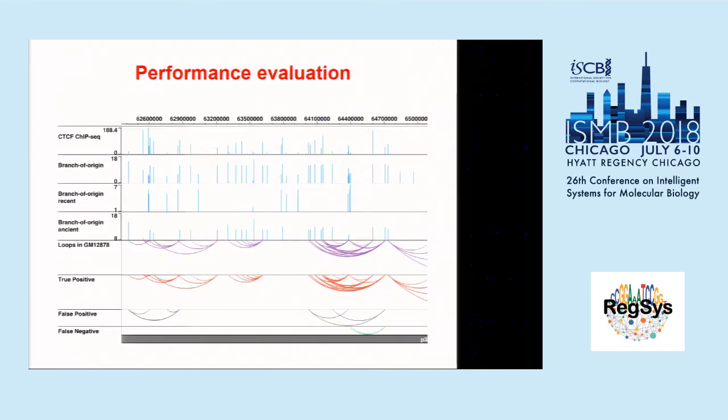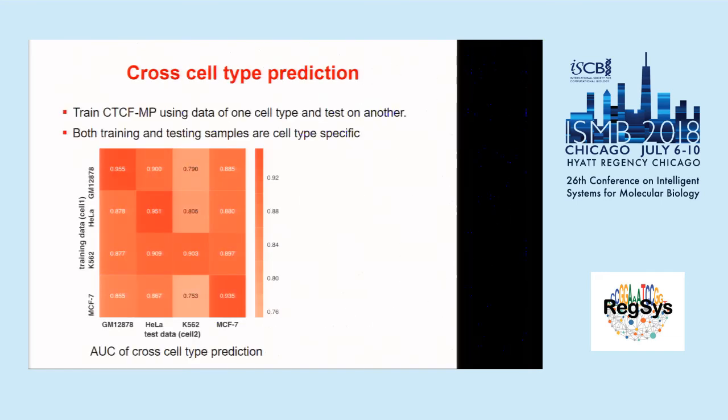Here's an image illustrating a visualization of certain features used in the model and also the prediction decisions made by CTCF-MP. The bottom 4 tracks are loops detected by ChIA-PET, the loops captured by our model, the false positive decisions made by the model, and the loops we missed. Still, you can see there are not many false positives and false negatives here. Then we asked, can we use CTCF-MP for cross-cell type prediction, meaning that we would train CTCF-MP using data of one cell type and test it on another cell type?